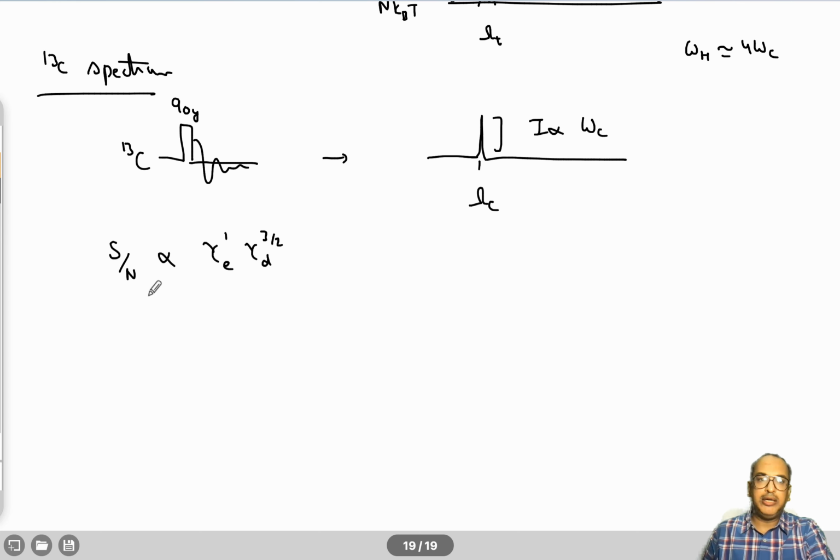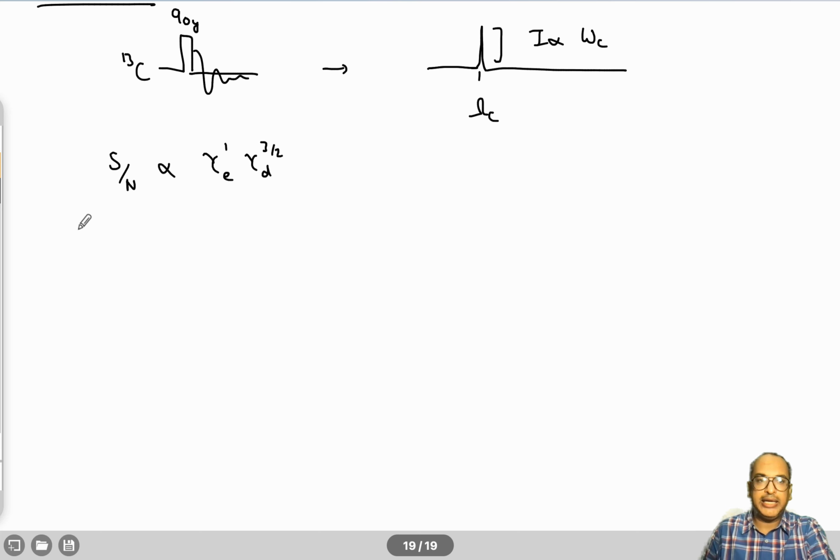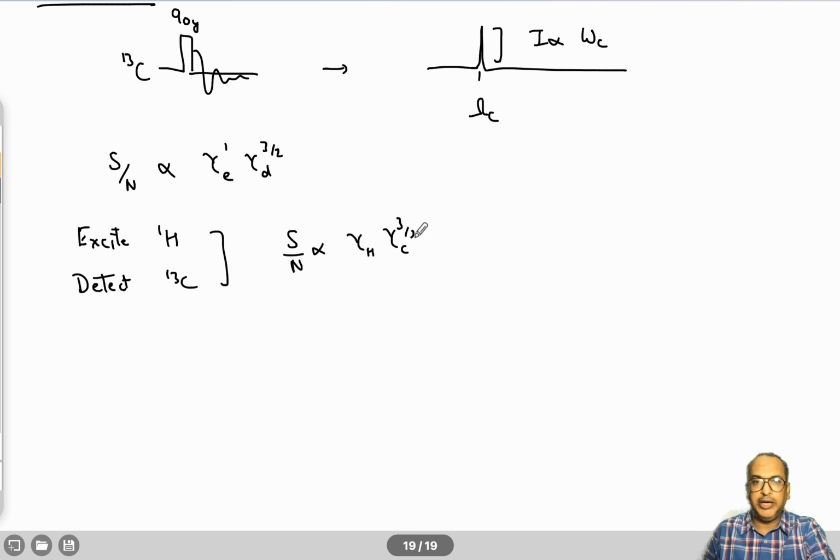Okay, so what do I mean by that? I mean that we can excite proton and detect C13. So in such a situation, the signal to noise ratio will now be proportional to gamma of H and gamma of C, right? Here it was gamma of C to the power 3 by 2 and gamma of C to the power 1, right?